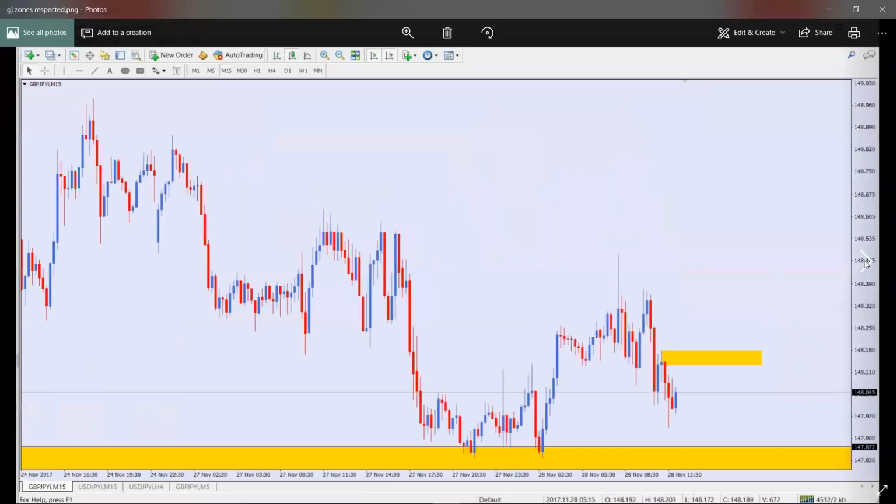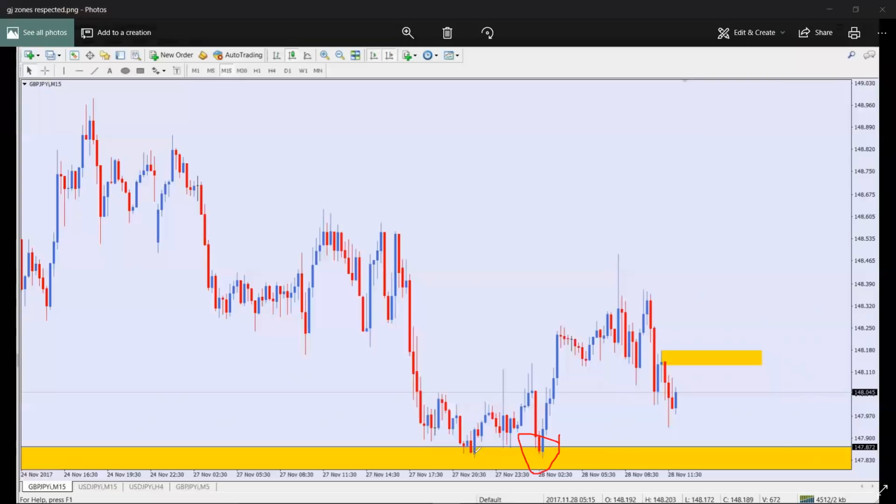Let me see. This is also the GBP JPY. GBP JPY, there was also respecting zones. Demand zone touched once, rejected, touched twice, rejected, and went up.